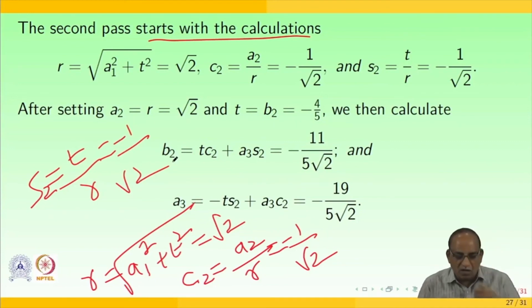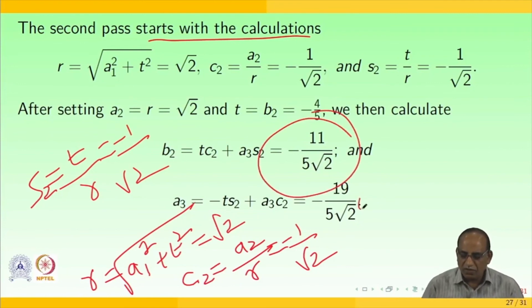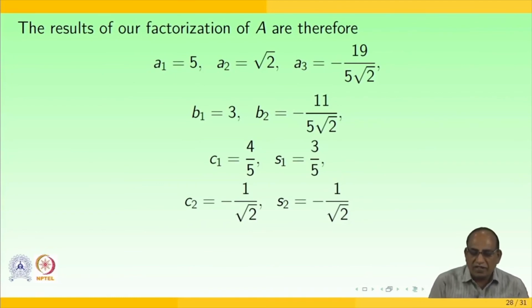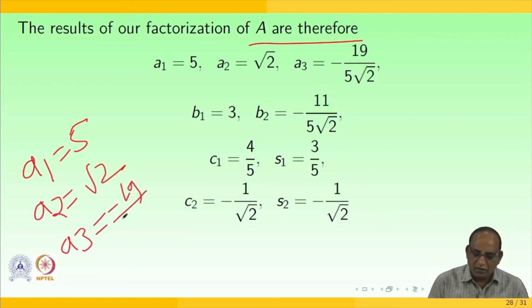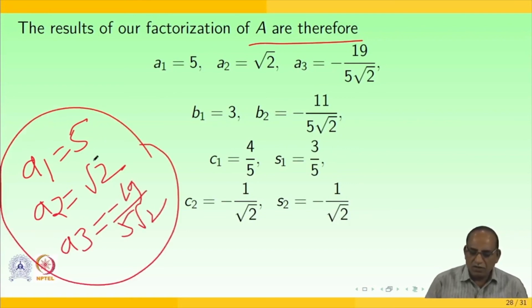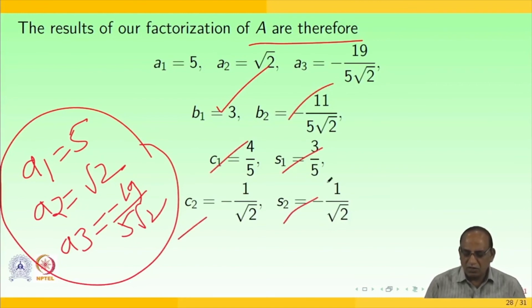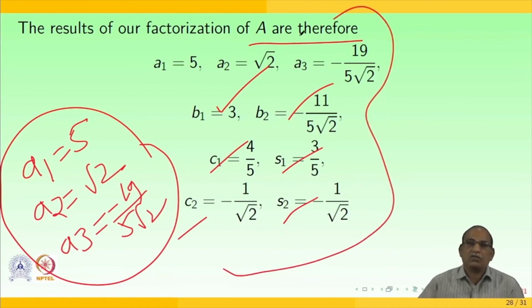After setting A2 equal to R, root 2, and T equal to B2, minus 4 by 5, we then calculate B2 equal to T C2 plus A3 S2, that is minus 11 by 5 root 2. And we write this matrix. The results of our factorization of A are therefore A1 equal to 5, A2 equal to root 2, A3 equal to minus 19 upon 5 root 2. Similarly, you write B1, B2 and you write C1 and S1, C2 and S2. So you get all these values.